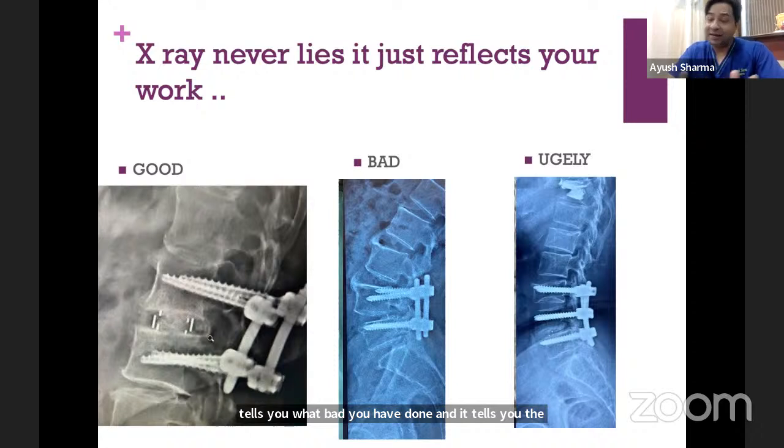So at the end, and keeping with the time, I'll just say a normal simple X-ray is something which you should always ask for. It is something which has more to it. It's not just a simple image which you don't need to care about.